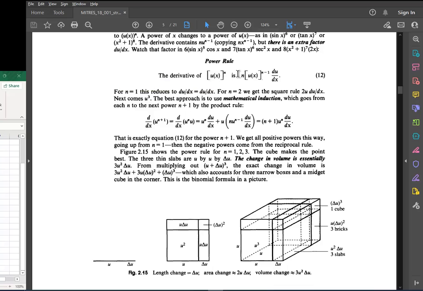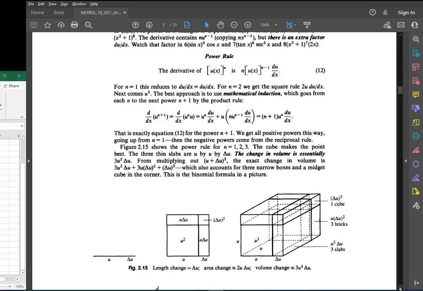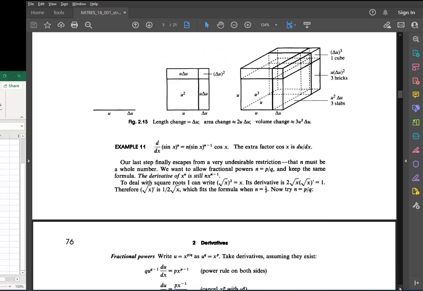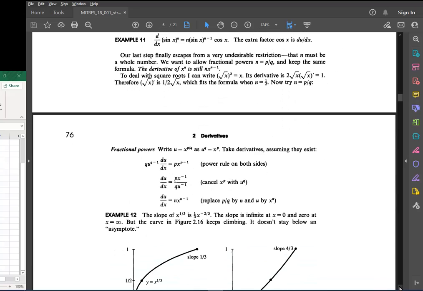Now, this may remind you of the chain rule. In fact, this is a special case of the chain rule. The chain rule is really the most useful rule in calculus, but we don't do that in this chapter. All right, so that's my power rule.